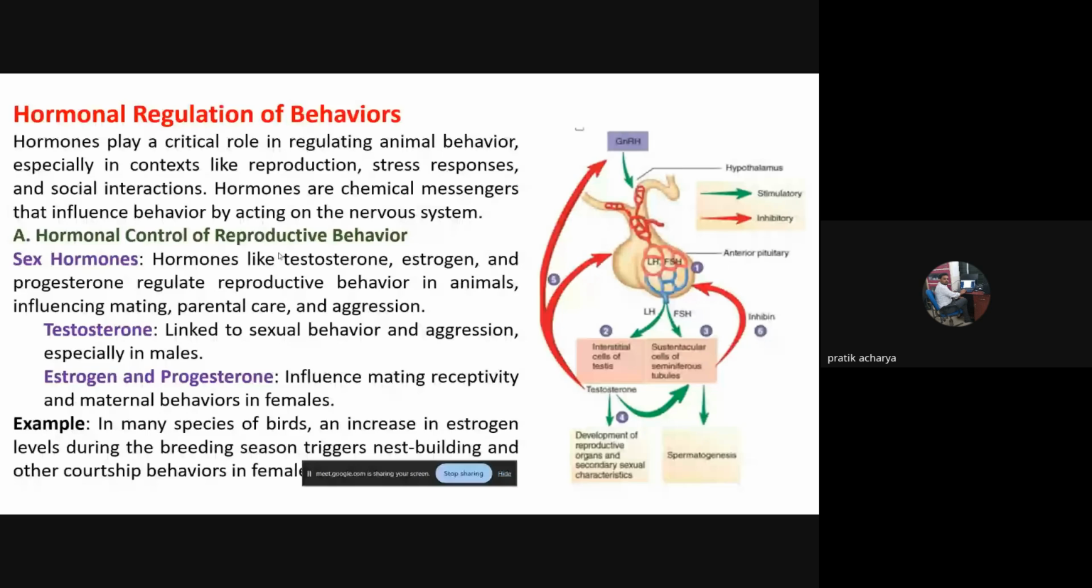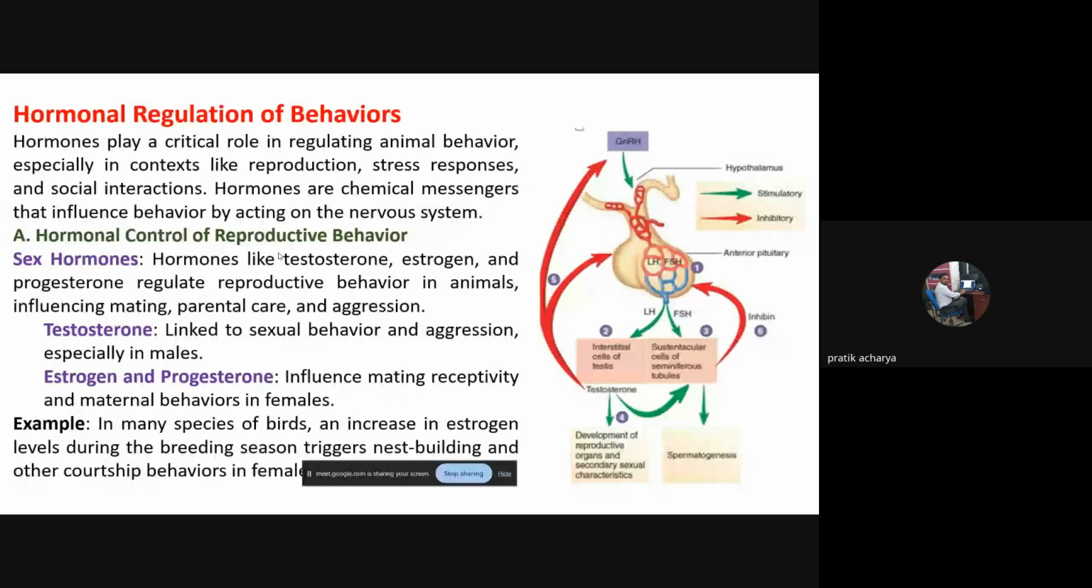Okay. So what is the role of these hormones? First, hormonal control of reproductive behavior. We will talk about reproductive behavior. The maintenance of secondary sexual characters and the arousal of sexual behavior, everything is maintained by the hormones.